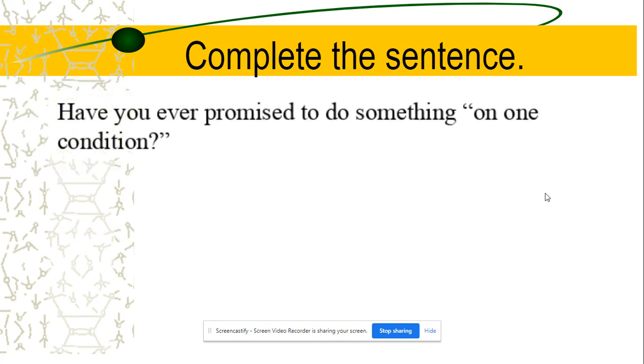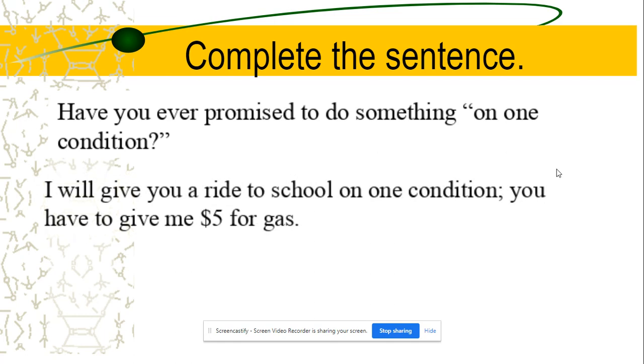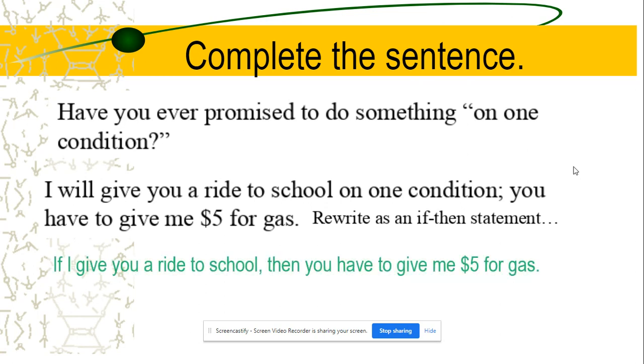Have you ever promised to do something on one condition? Such as, I will give you a ride to school on one condition. You have to give me $5 for gas. Let's take this and rewrite it as an if-then statement. If I give you a ride to school, then you have to give me $5 for gas. It's kind of like saying, I'm going to do something for you, but you're going to have to do something for me as well.